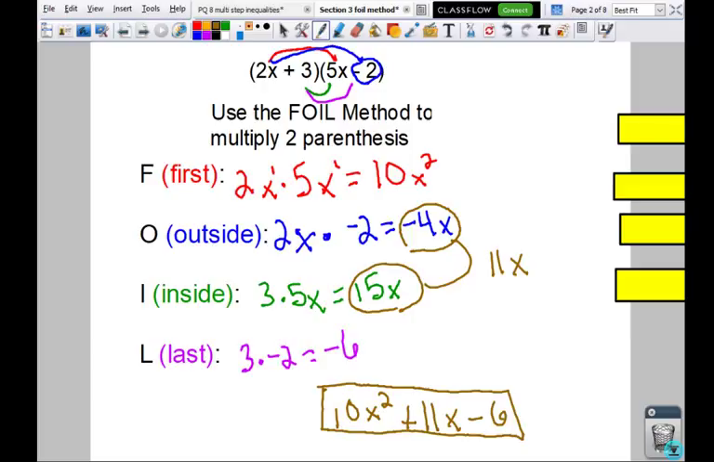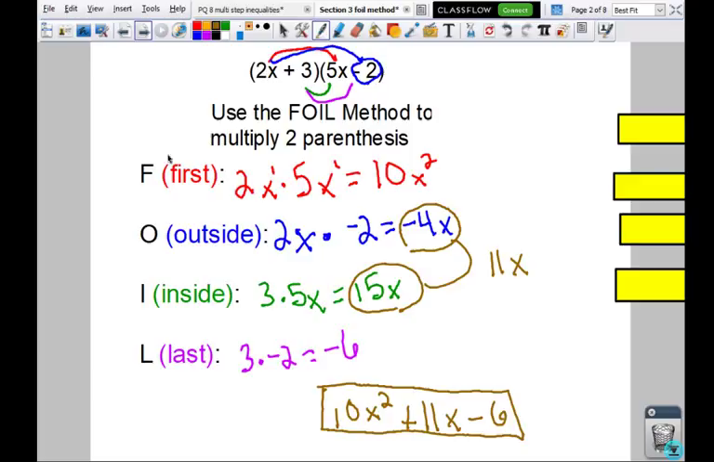It's not too bad. You've got to make sure you remember your acronym, your FOIL, what each thing stands for: first, outside, inside, last. And then don't forget to combine like terms and put them together. So we're going to do one more, and then we're going to do a couple random ones, and that's it. It's a pretty short lesson today.